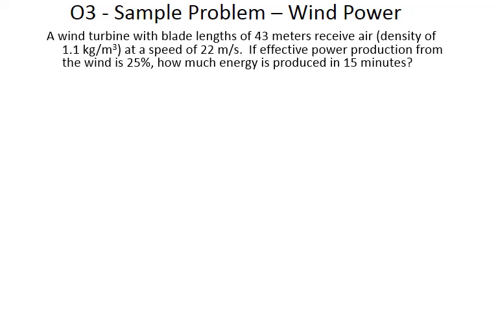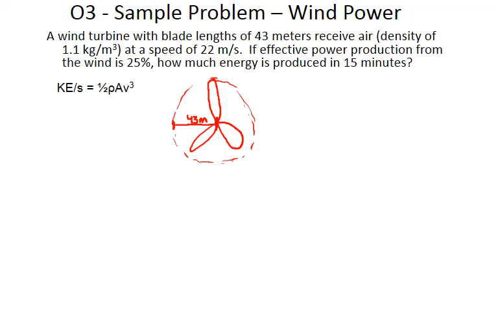So let's take a look at the situation. We have a wind turbine that has a blade length of 43 meters, and it receives air with a density of 1.1 kilograms per meter cubed. The speed of the air is 22 meters per second. The effective power production is only 25%. We want to figure out how much energy is produced in 15 minutes. So go ahead and pause the clip and give this a try, and when you're ready to check, you can hit play to continue.